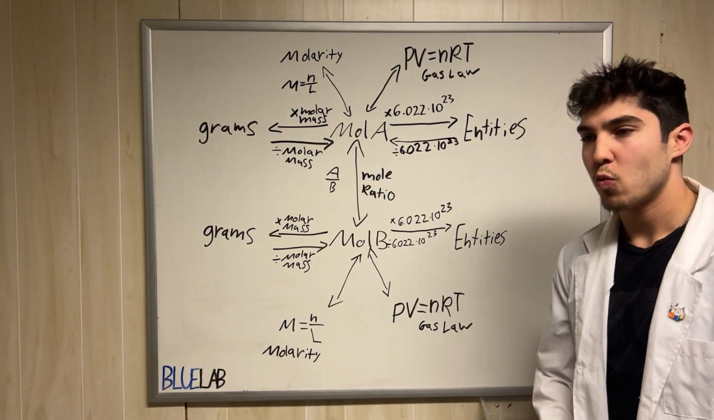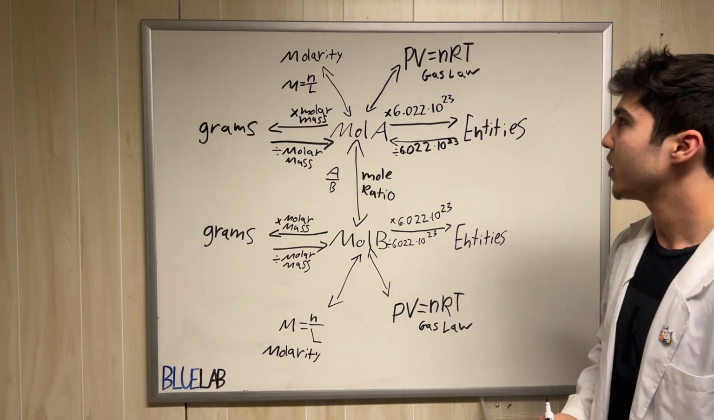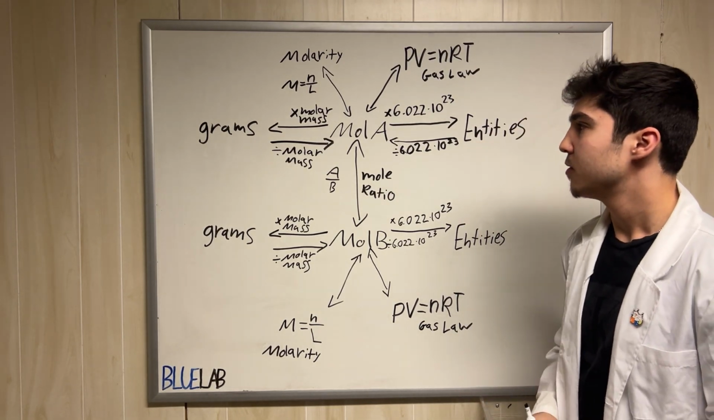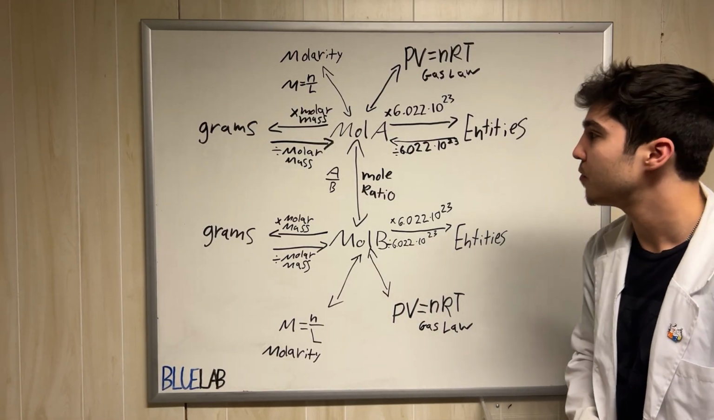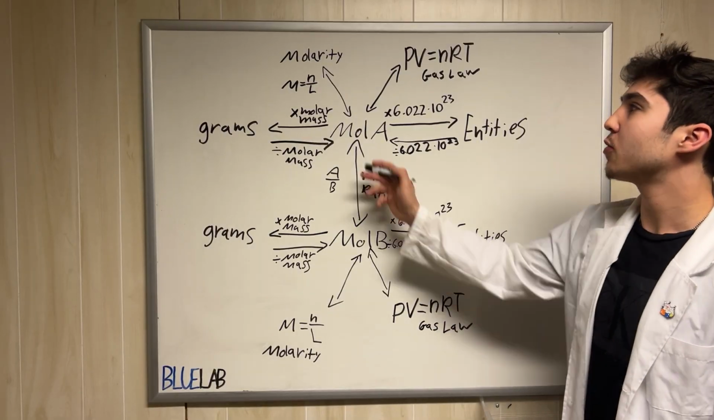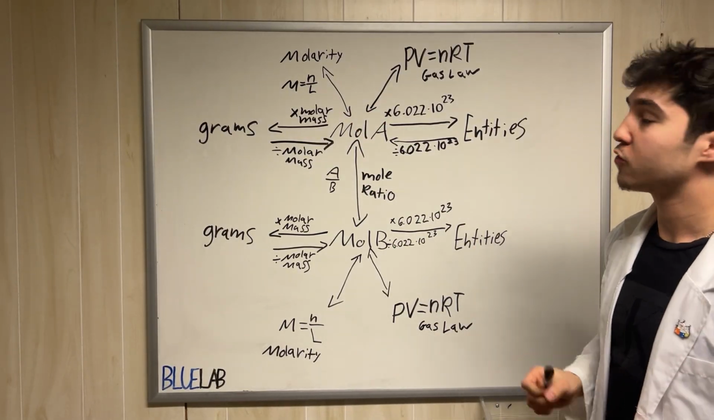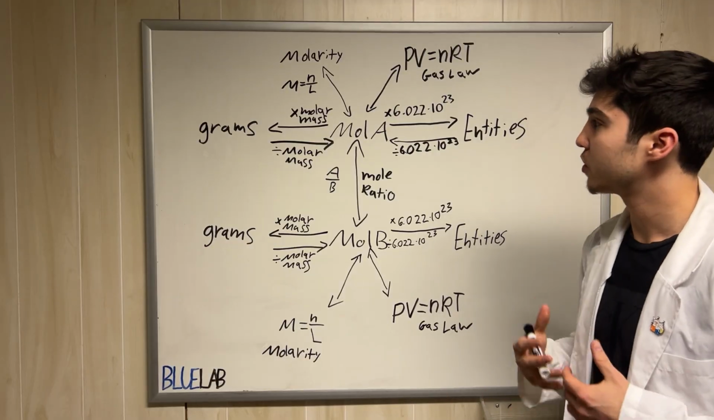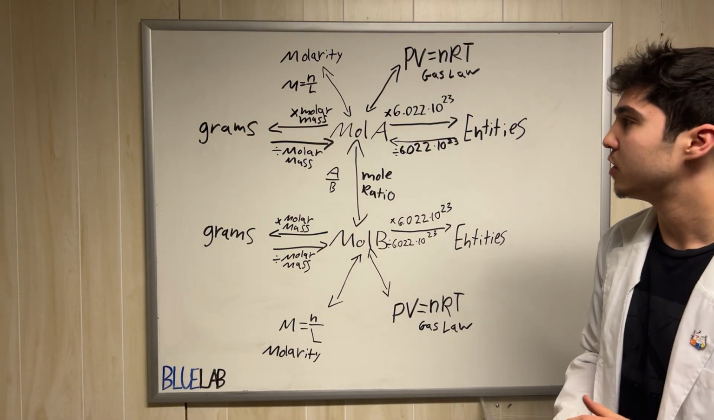At this point, we have a lot of knowledge of how to convert. We can go from our gas law to our moles B, back to another gas law. We can convert from our entities to our grams, from our entities to our molarity. If you go through these steps of drawing it out and start understanding the mole map, you're going to be able to convert through pretty much every problem you need to in chemistry.